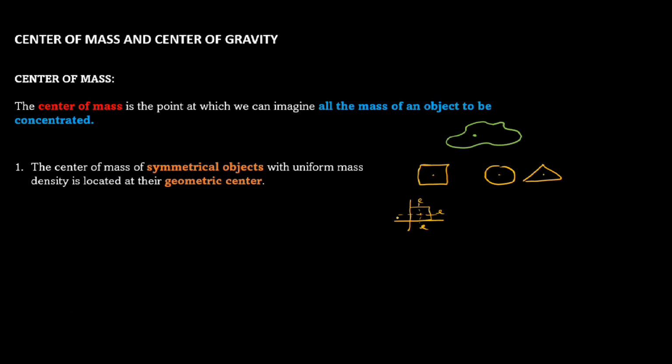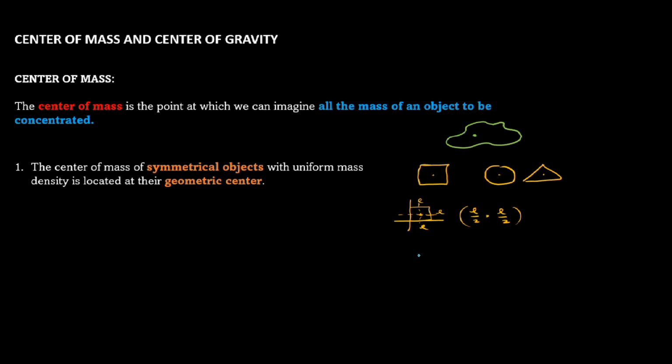So we know that the midpoint on the x-axis, this point over here, will lie at a position of L by 2, whereas on the y-axis, again, the position will be L by 2. So center of mass for any symmetrical object with uniform mass density always lies at the geometric center. And for most of them, you can find the geometric center by taking half of the dimension, half of the length, height, or width.